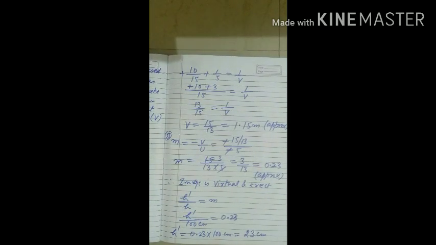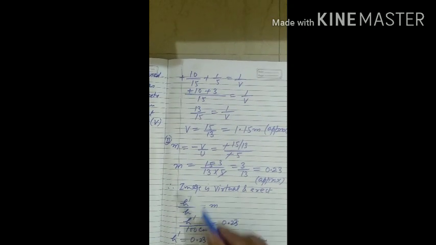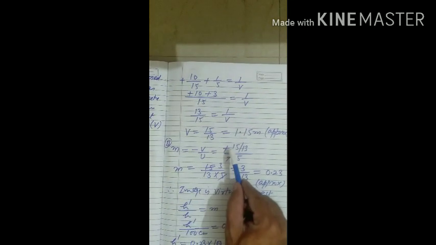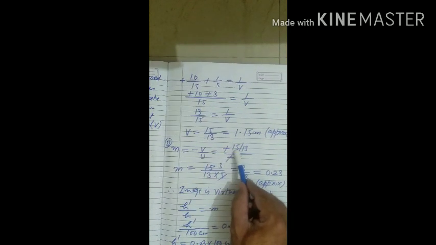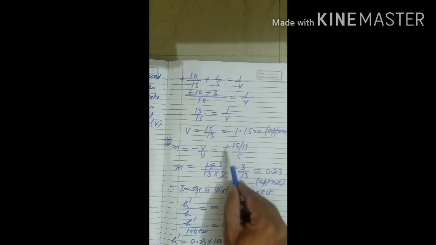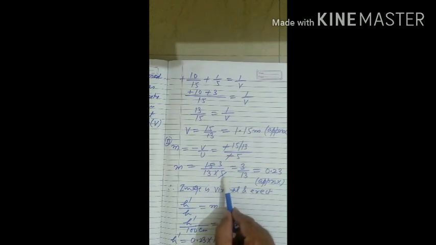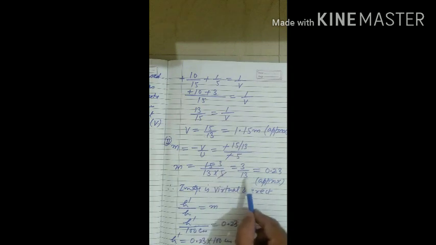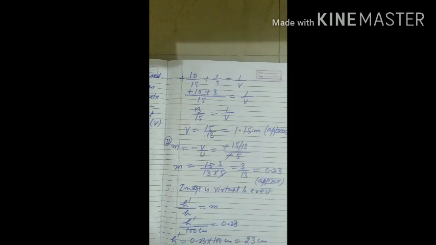This is the location of the image. Now we have to calculate its nature. Magnification is minus v upon u. I have quoted here exactly the fraction value, that is minus 15 upon 13 divided by minus 5, minus minus cancels. Further solution, 15 divided by 13 divided by 5, when you cut, 3 upon 13, and the approximate value comes 0.23 with no units. So naturally the image is virtual and erect.